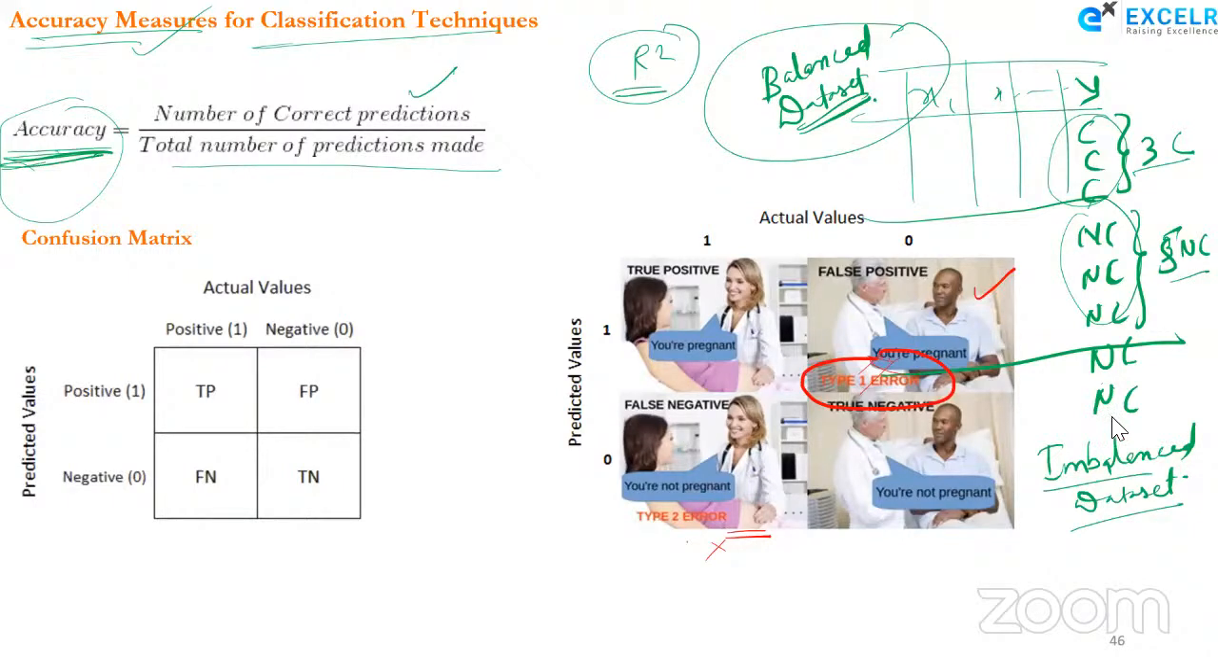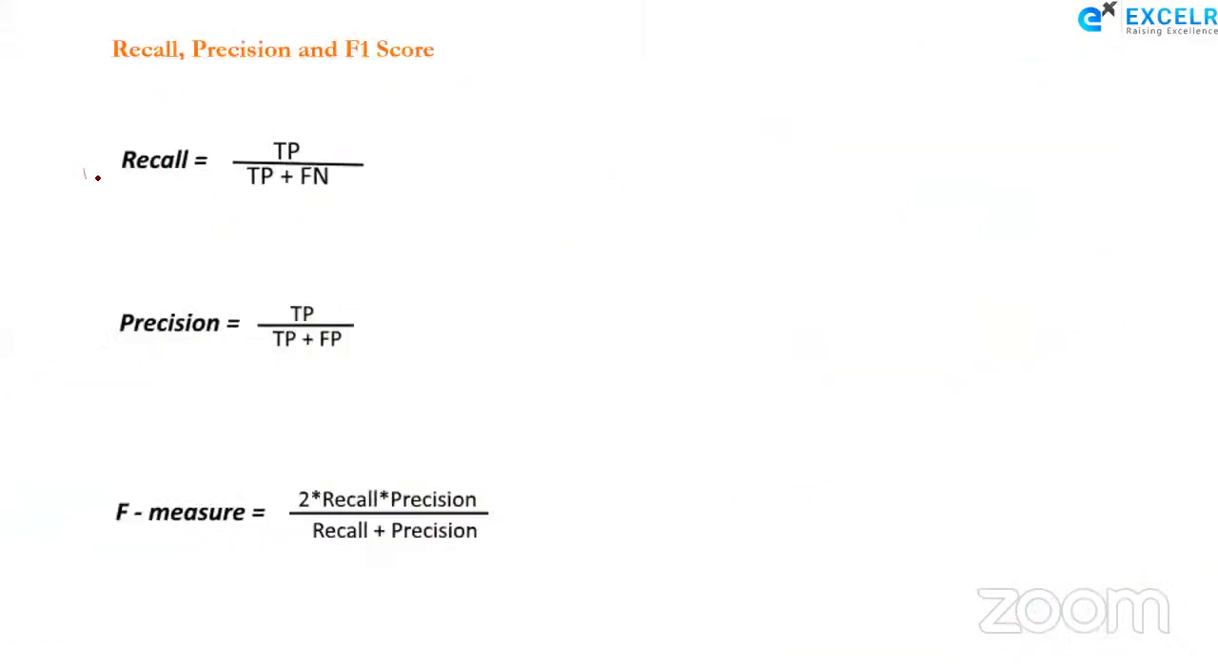what to do in case of an imbalanced data set. Accuracy measure is applicable when you are working with a balanced data set. But when you're working with an imbalanced data set, wherein we have unequal number of observations for each of the classes, in that case, we have to go with something called recall and precision. Recall and precision are nothing but how much of the actual values that you have predicted. So let us talk about recall.